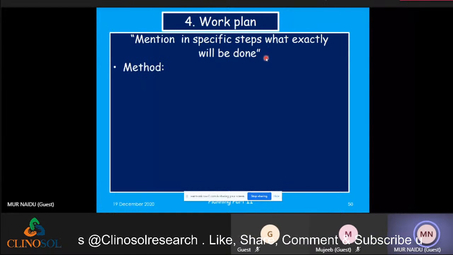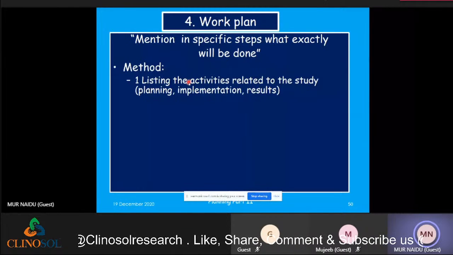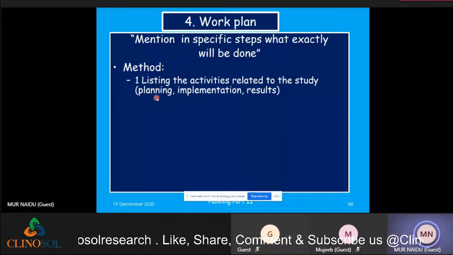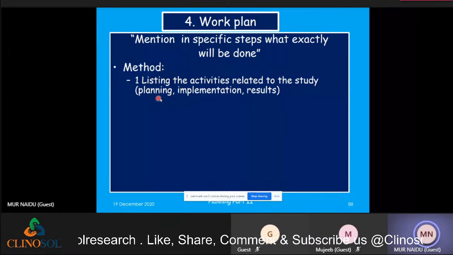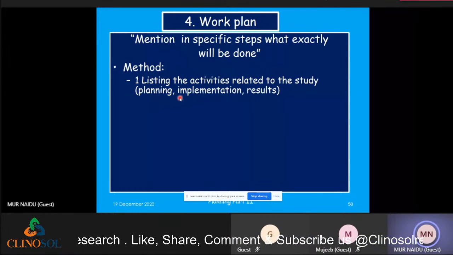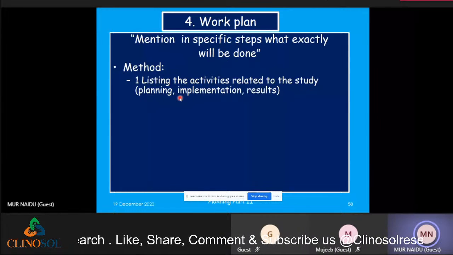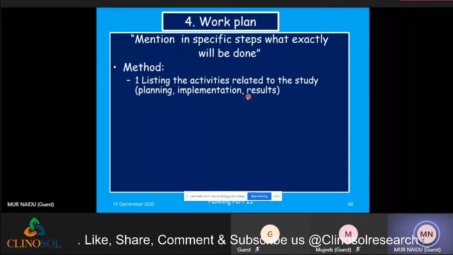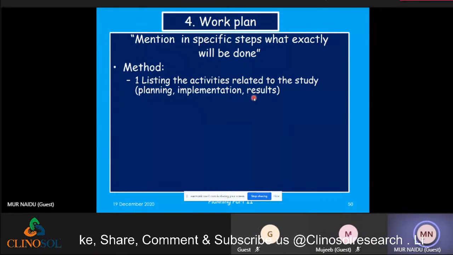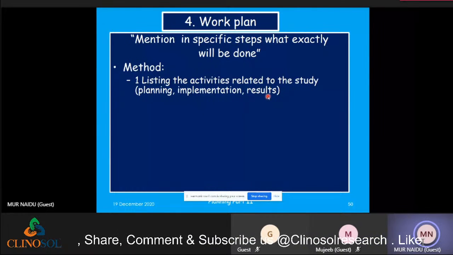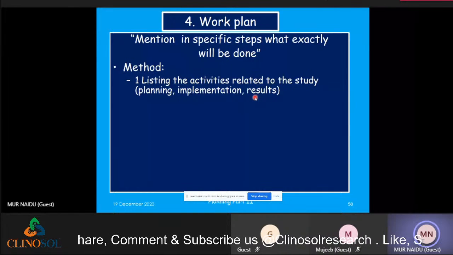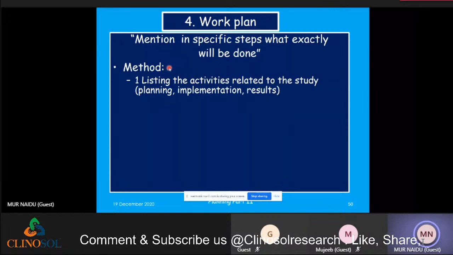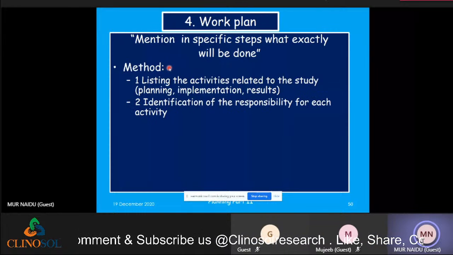You write very clearly in the method, listing the activities related to the study, how you are going to plan a particular thing, how it will be implemented, how the drug will be given, where it will be stored, who will give the drug, when the drug will be given, how the result will be collected, how it is going to be analyzed, who is going to do the analysis of the result. All this should be listed first in the method which you are writing.